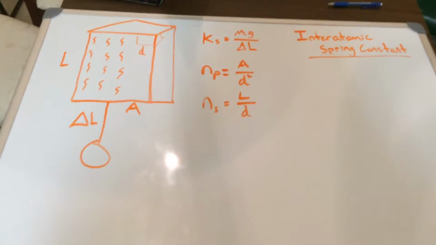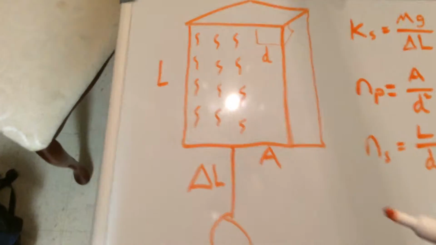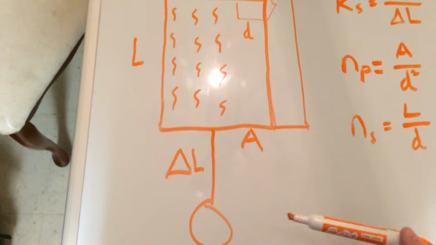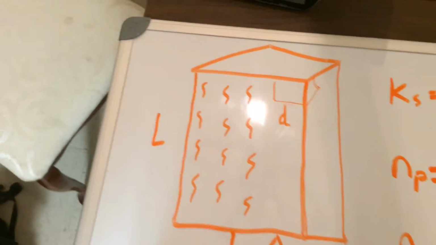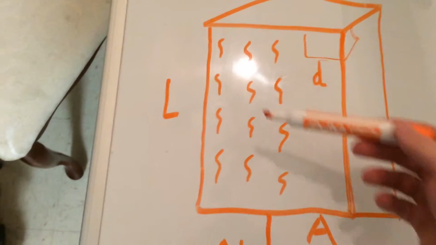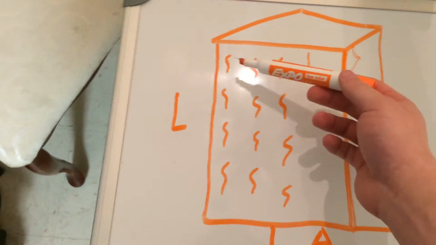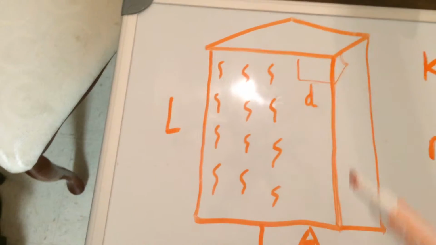Deriving the inner atomic spring constant for a mole of some element. When there is a mass hung from the element, we can think of the atoms inside of this mole of this element as springs. And there are some springs in series and there are some springs in parallel.